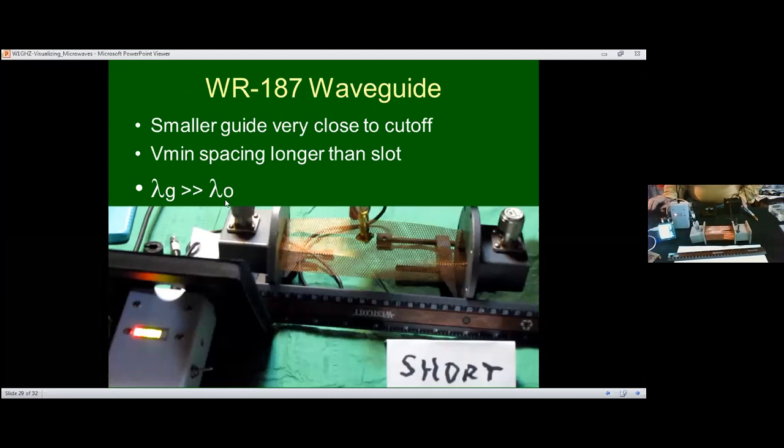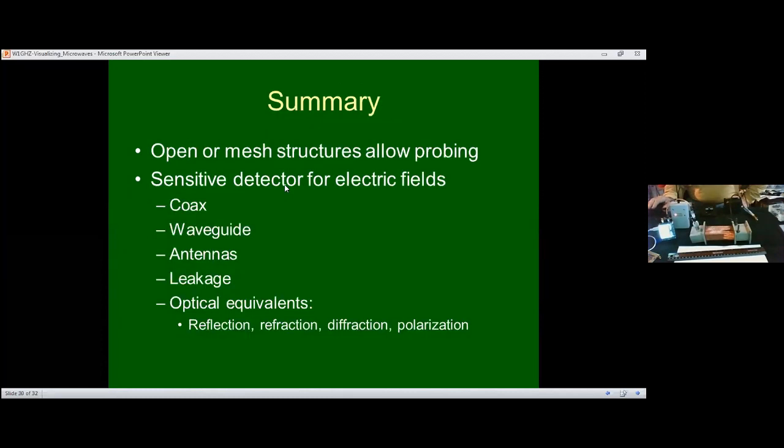I won't do it today, but I did it in a smaller waveguide. The wavelength in waveguide is proportional to how close you are to the cutoff frequency of the guide. The guide has to be at least half a wavelength wide or nothing goes through. And the closer you get to that wavelength, the longer the guide wavelength gets. I did that, but it was kind of messy, so we won't do that today.